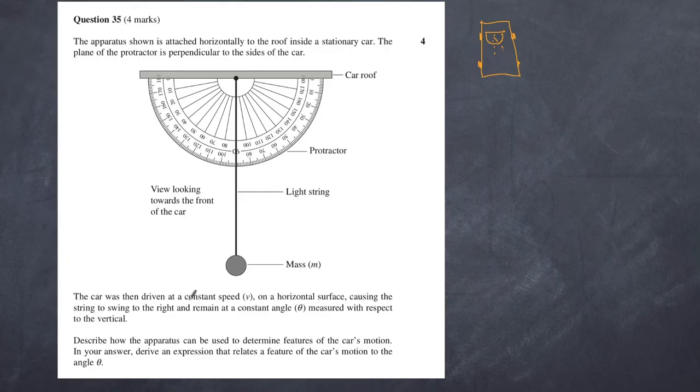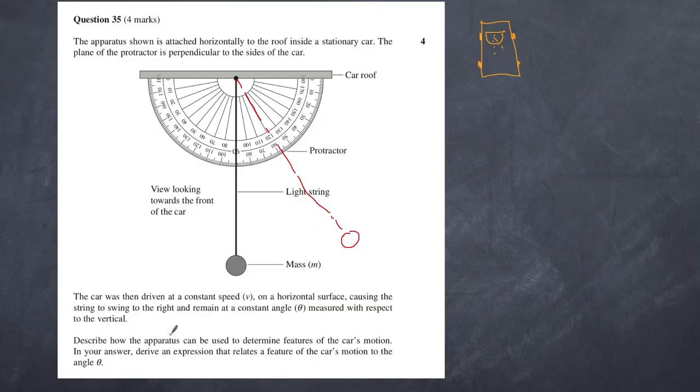The car was then driven at a constant speed v on a horizontal surface, causing the string to swing to the right and remain at a constant angle theta with respect to the vertical. So what we're getting here, and I'm going to use a different color pen, is that this is swinging like so. Now, it says it's on a flat surface, so the car is not accelerating in a linear fashion. Secondly, it's sitting on a horizontal surface. This is not a banked curve type situation. This car is simply going around a circular path. That's why it's swinging out.